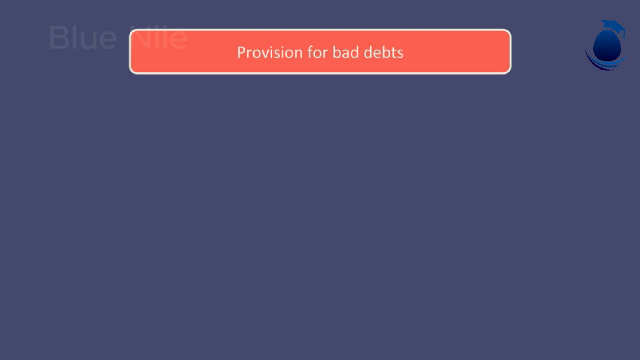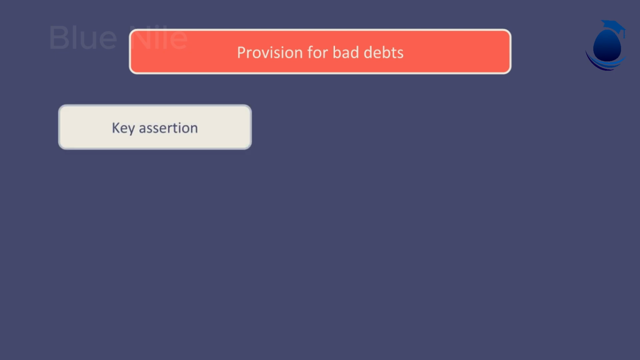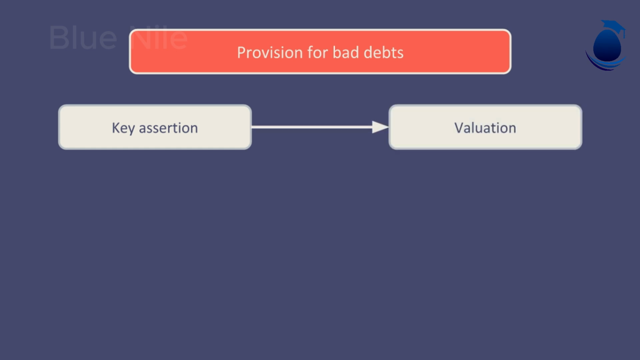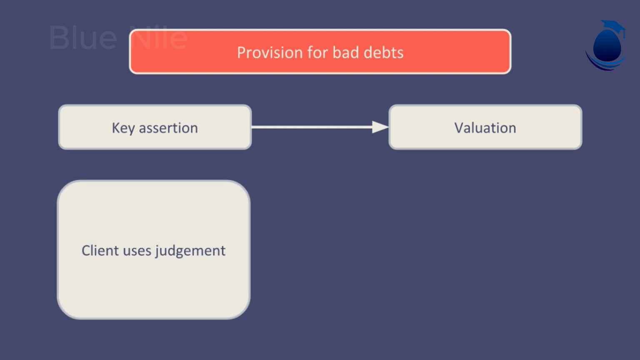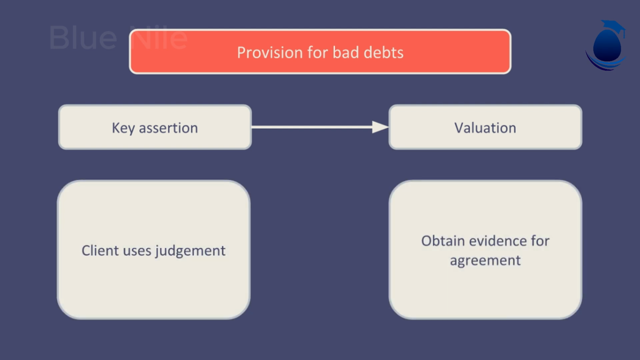The next step is then to audit the provision for bad debts. Like any estimate in the accounts, this is difficult to audit, as there will be little in the way of external evidence. The key assertion to verify is valuation. This provision has been created by the client using their own judgment, and so the auditor must obtain evidence to ensure they agree with it.